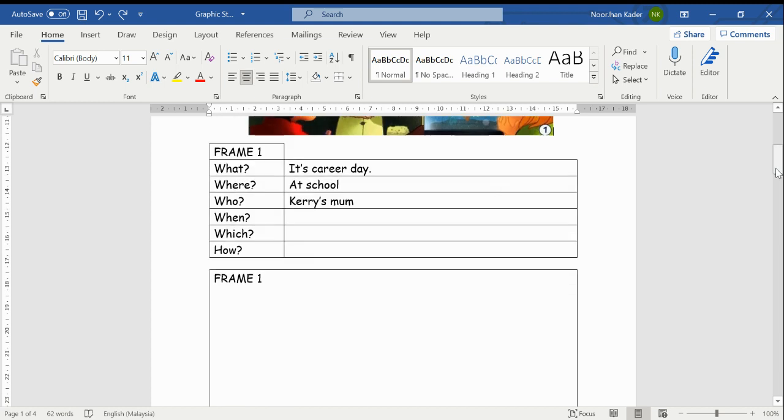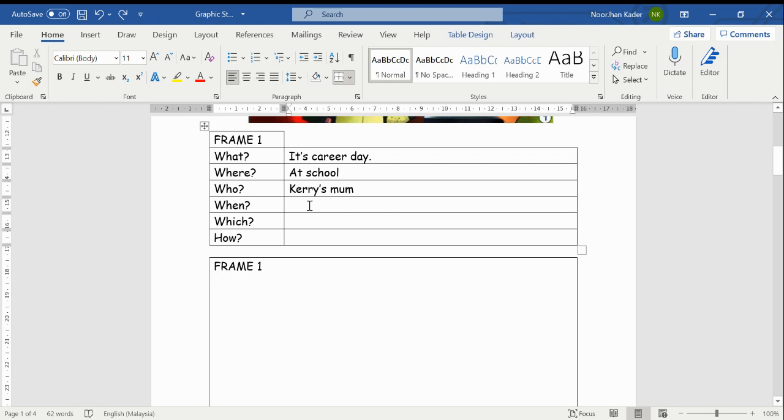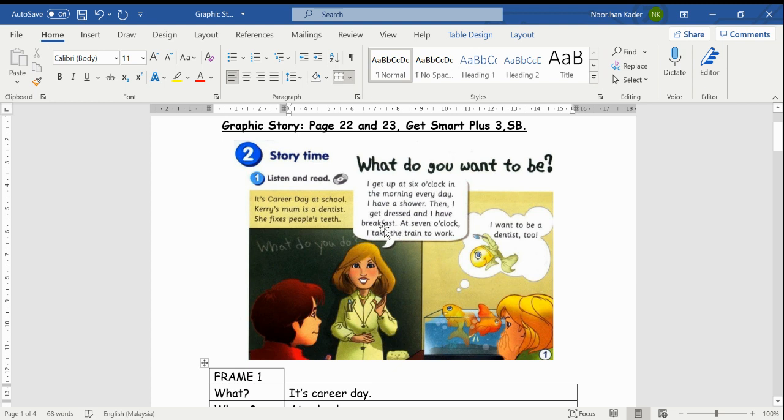Okay, so we are going to write here when. When means time. So check. I get up at 6 o'clock in the morning every day. And the second sentence which shows time is at 7 o'clock, I take the train to work. So you can write here: at 6 o'clock, at 7 o'clock. Let's not change the font yet, later we will change the font. That means Carrie's mom, when? So when she gets up and when she goes to work.